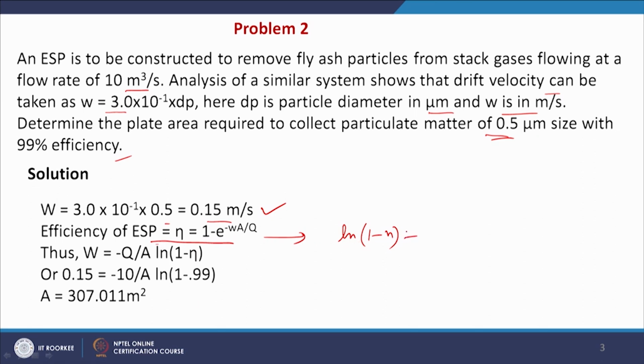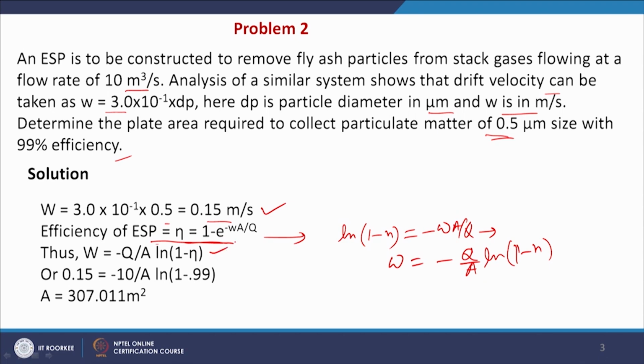Taking this e to the power minus W A by Q on one side and 1 minus eta on the other side, then we take ln. So, ln 1 minus eta is equal to minus W A by Q, or we can get A is equal to minus Q by W into ln 1 minus eta. So, these are the expressions which we have written here.